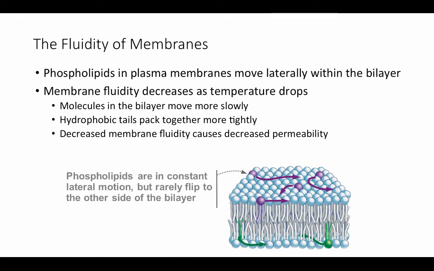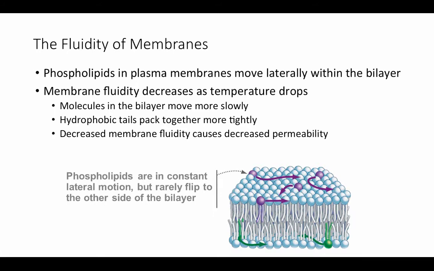So first, let's examine the fluidity of membranes. So what does fluidity mean? The phospholipids in a plasma membrane will move laterally within the bilayer. As part of this motion, they're mostly going to move around laterally, but very, very rarely one will flip and end up on the other side of the bilayer, but that is a very, very rare occurrence.